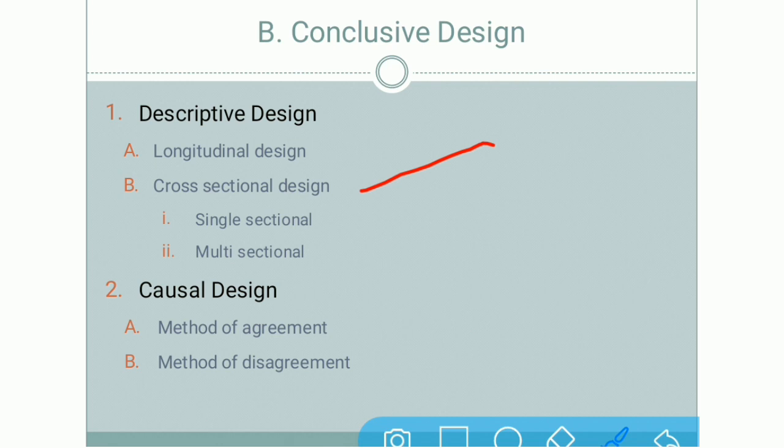Under that, single cross-sectional, multi cross-sectional. Single cross-sectional is the same as cross-sectional, when the study is conducted once and only one element is taken. When different elements are taken, then it is known as multi-sectional. Causal design, when you want to check the cause and effect relationship, and here method of agreement, method of disagreement. Method of agreement, that is when one element is there you can get the result, when the element is not there then you cannot get the result, that is known as method of disagreement.